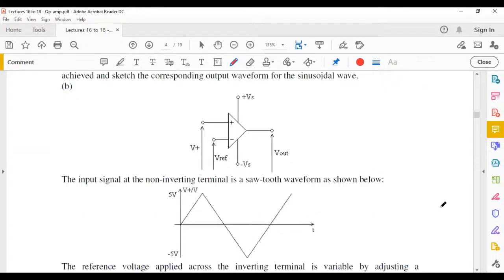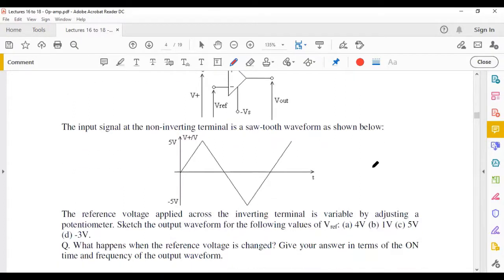Okay, now let's look at this one. So it's the second part now. The input signal at the non-inverting terminal. Non-inverting terminal is +1 here. Is a sawtooth waveform as shown below. So you're applying this signal there at your V plus. This is what you're saying.